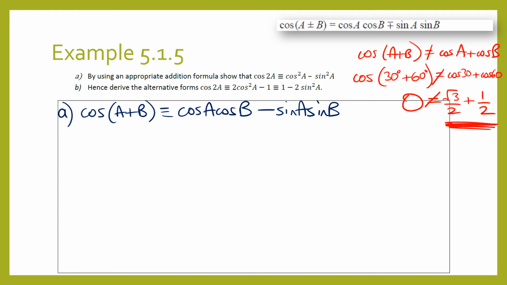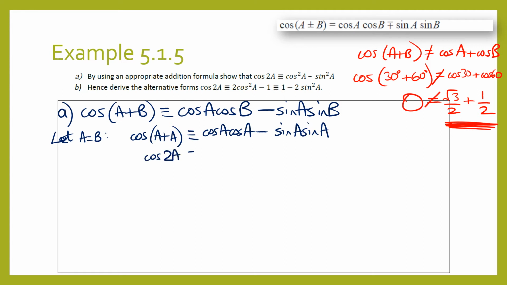Right, let's get back to the example. So I'm going to let A equal B, or let B equal A, whichever way around you want to write it. So that gives us cos of A plus A. So A and B are both A. So that's cos A cos A minus sine A sine A. A plus A is 2A. You can put brackets around the 2A if you want to. You don't have to. It means the same thing. So that's cos squared A take away sine squared A.